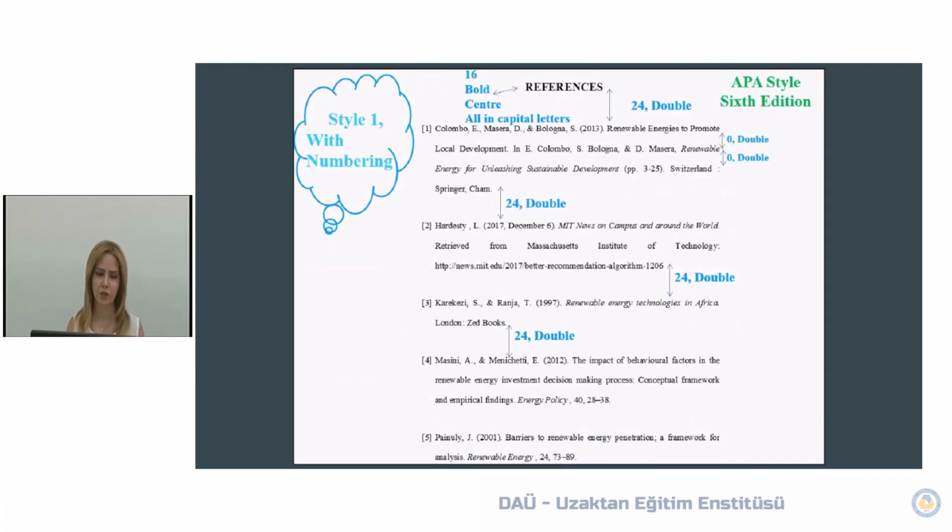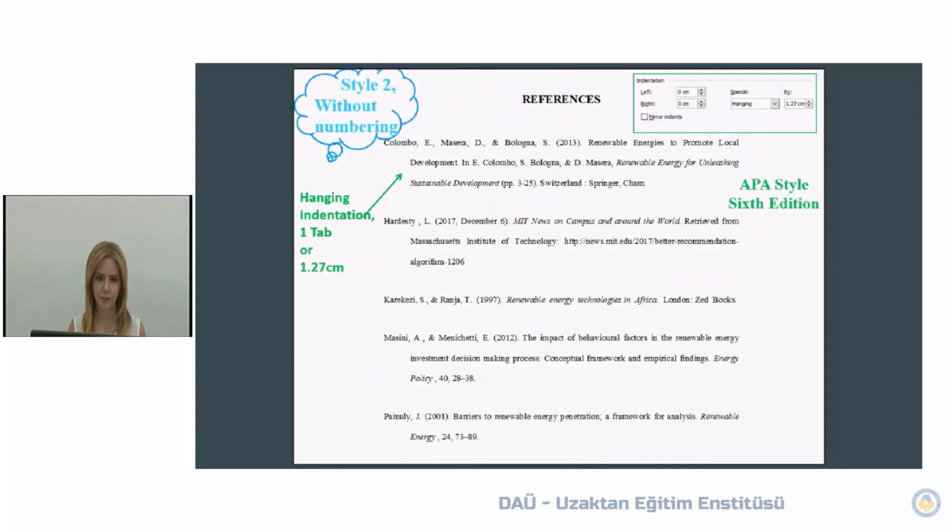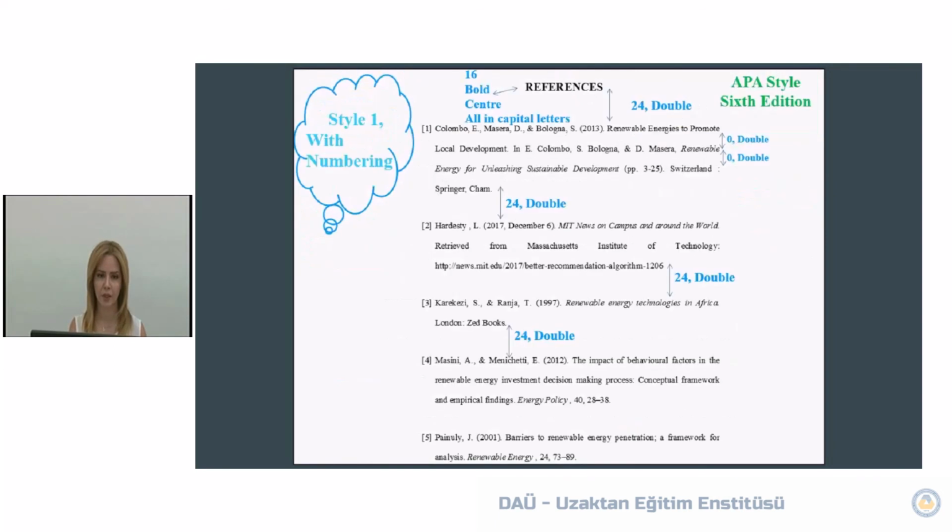Now your thesis is finished. You are ready to write your references. References as a header should be 16 bold, center, and all in capital. And from the references to the first line is 24 and double. For the references, you have two styles in your hands. Style 1 with numbering. The second style, which is style 2 without numbering.